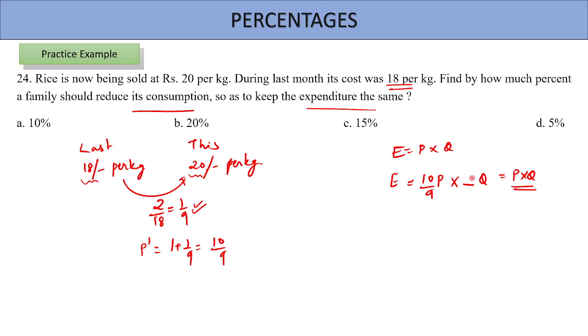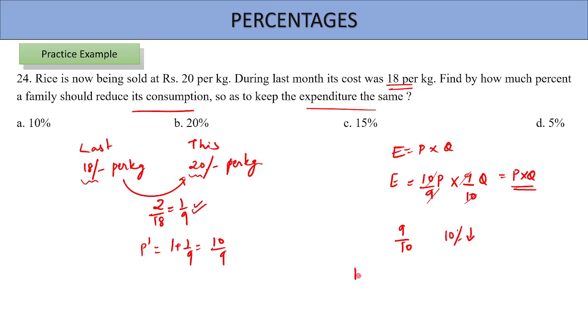And with what value should I multiply this Q so that I should get the same P into Q? I will multiply it with 9 by 10, so that this will get cancelled out. So my new value of Q is 9 by 10 of Q, which means I have decreased the value of Q by 10%.